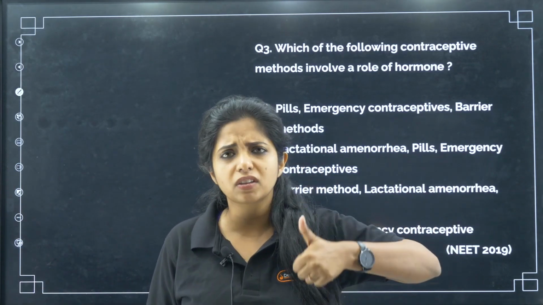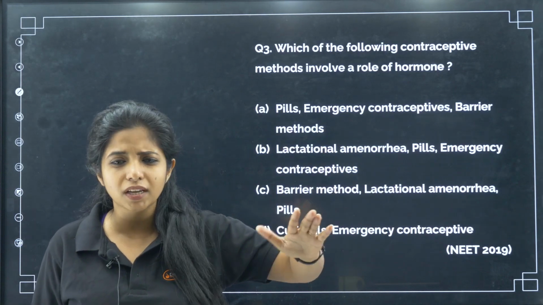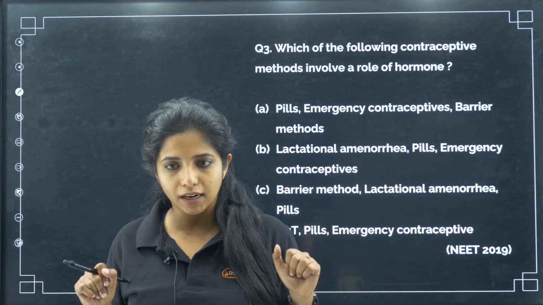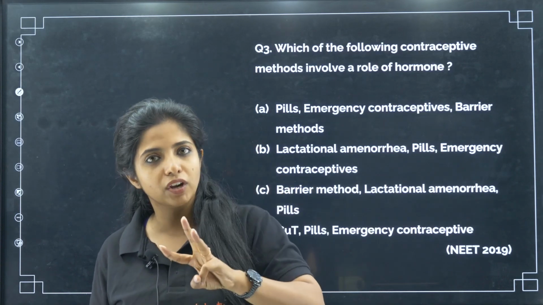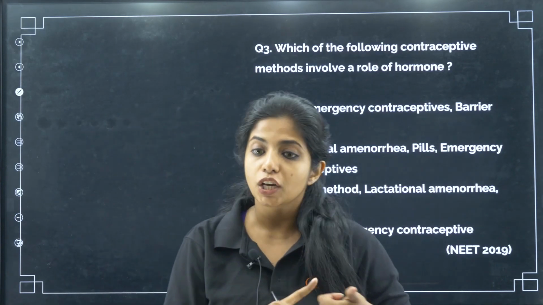The second comes barrier method. In that comes condom, vaults, diaphragm and everything, where again you are not releasing any hormones. Now the third one that comes is what? IUDs, intrauterine devices. Again, you have three of them. Intrauterine devices, first of them is what?